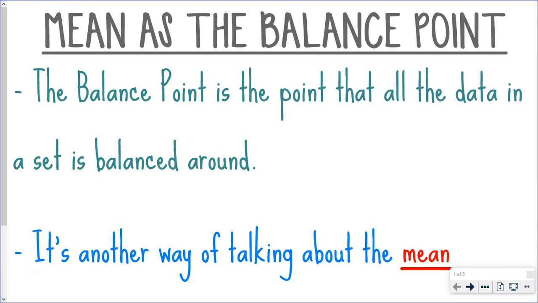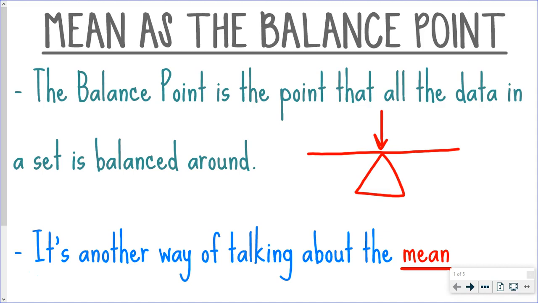Alright, here's a quick little talk about the mean as the balance point. The balance point is the point that all the data in a set is balanced around. So think about if we had all of our data, and it's this point that everything's balanced around. Kind of think about a scale, like we do with equations. It's the point that all of our data is balanced on.